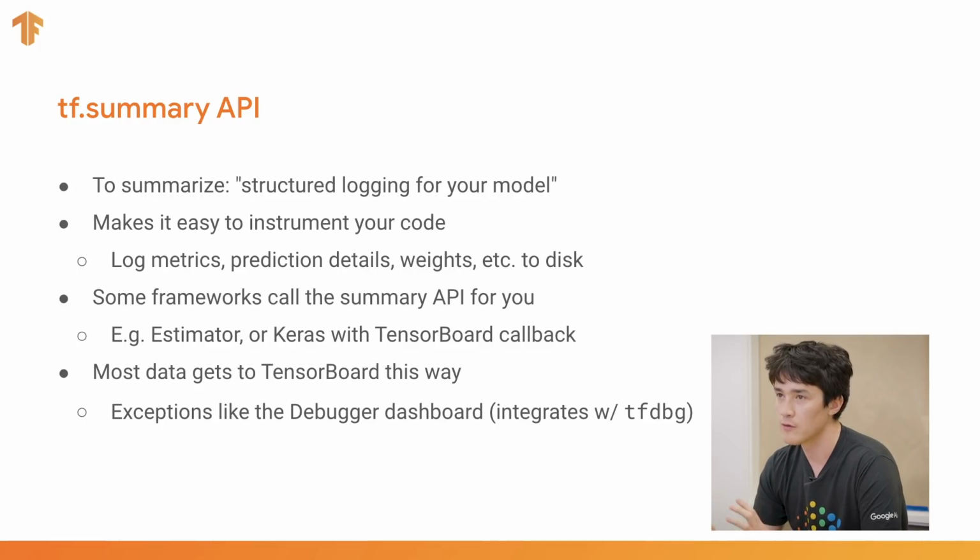And you won't necessarily always be calling the Summary API directly. Some frameworks call the Summary API for you. So for example, Estimator has the SummarySaverHook. Keras has a TensorBoard callback, which takes care of some of the nitty-gritty. But underlying that is still the Summary API. So most data gets to TensorBoard in this way. There are some exceptions. Some dashboards have different data flows. The debugger is a good example of this. The debugger dashboard integrates with tf.debug. It has a separate back channel that it uses to communicate information. It doesn't use the Summary API. But many of the commonly used dashboards do.